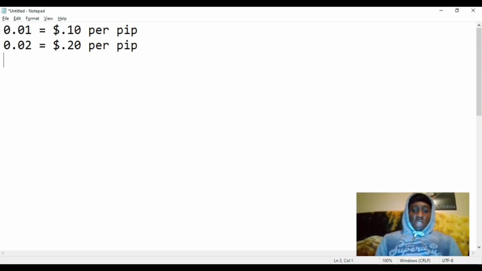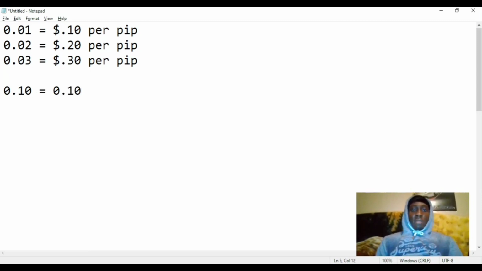So what would a 0.03 be? That would be 30 cents per pip, right? Because all we have to do is move the decimal point over one time, right? So what would a 0.10 lot size be, right? Matter of fact, I'm going to do it the way that will be easier for you. All you have to do is copy the same number that's on the left side of the lot size that you want to use. Move the decimal over one, you have your answer. You're using $1 per pip, right?